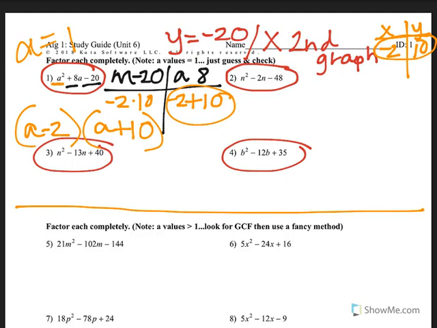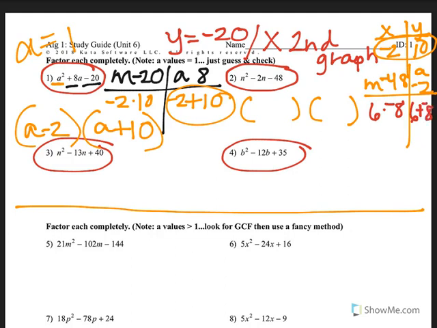Okay, so let's look at number 2. Same thing applies. I can write my two parentheses, and I need something that would multiply to be negative 48, but then it needs to add to be negative 2. And so once I get those two factors, I just write them. So 6 times negative 8, and then 6 plus negative 8, and that will equal 2. I'm sorry, negative 2. Okay, so I can just write this down as n plus 6 and n minus 8.